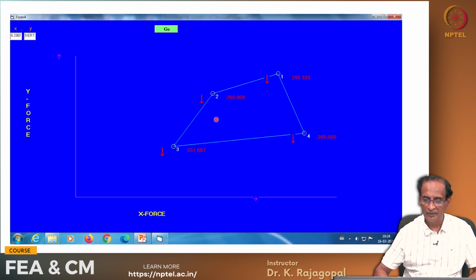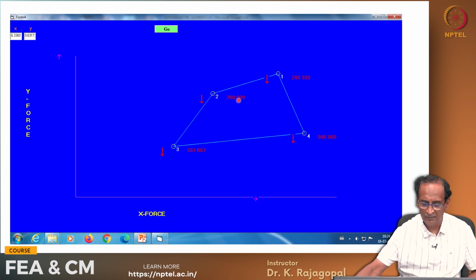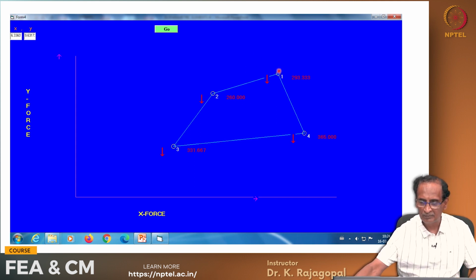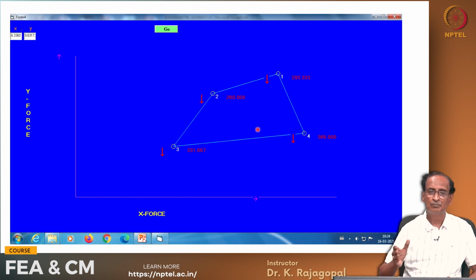Okay, this is with 2-point integration. This is the result from the program that you are going to see later. This is node 1, node 2, node 3, node 4. These are the forces that are estimated using 2 by 2 integration.